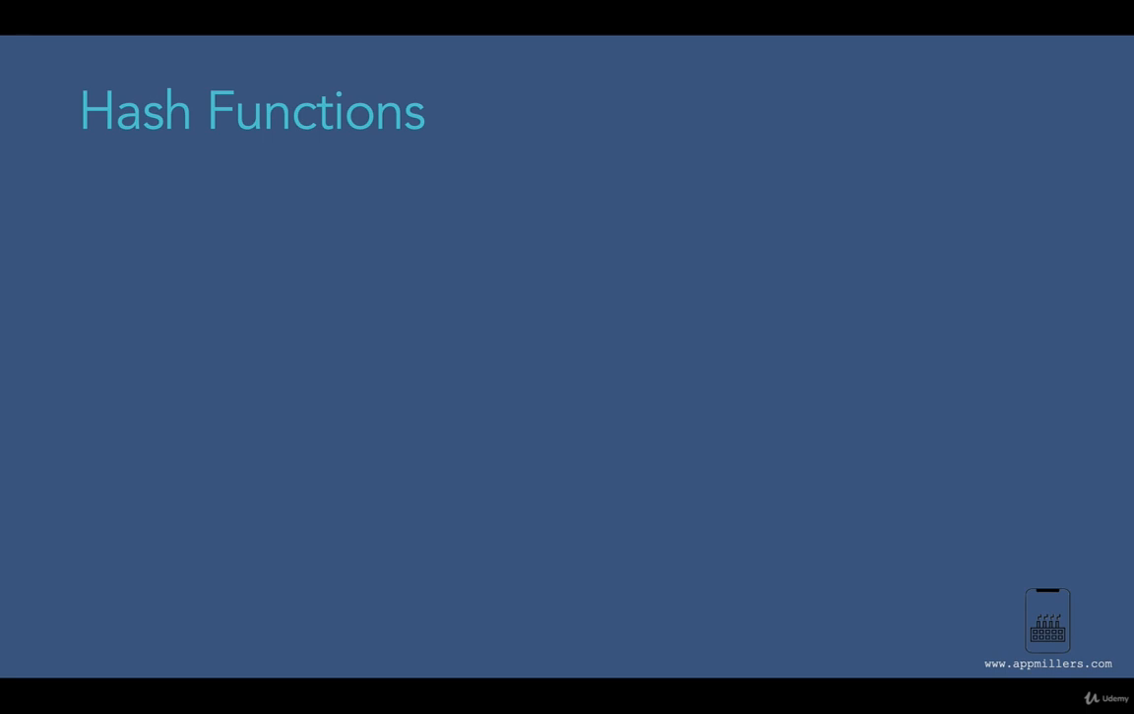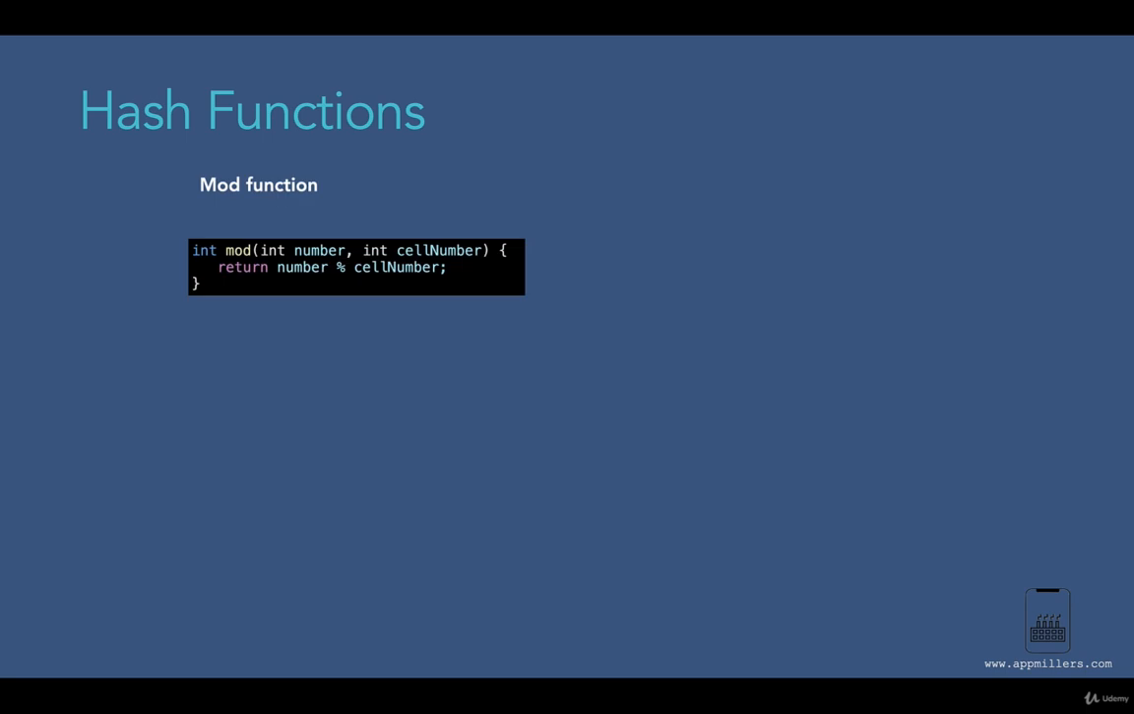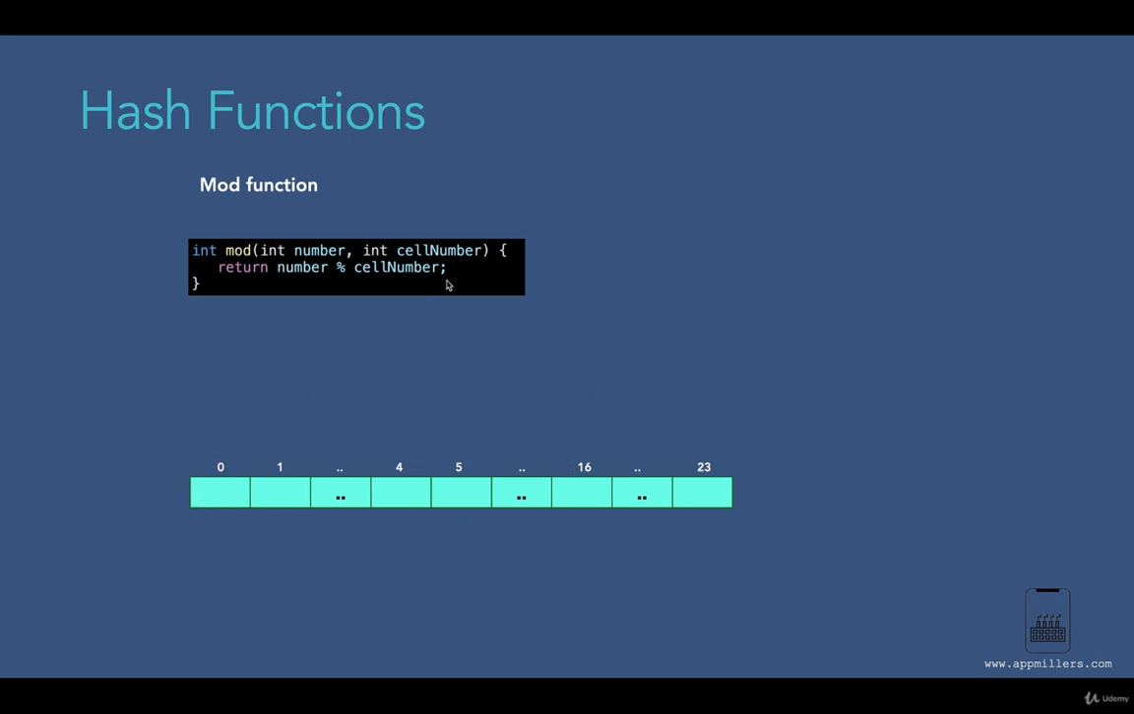So let's look at the first function. In this case, we will use the mod function, which works only for integer inputs. So what does that mean? Let's say this is our hash function. It's going to take as parameters a number and the number of cells that we have in our array. In our array, we have 24 cells because it starts from 0. So that's why the number of cells is 24. Whenever we are inserting an integer number into this array, we are going to divide that number by 24, then get the remainder and insert the number at the index of the remainder.